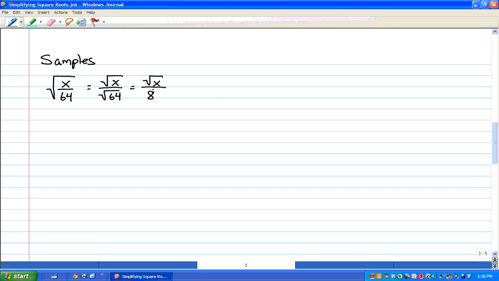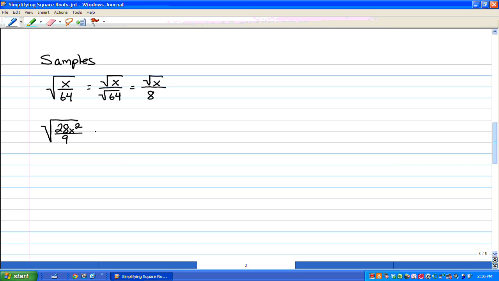All right, let's try one that's a little more complex. Try this one. And again, pause the video and try this yourself. Square root of 28x squared over 9. So pause the video and try this one.